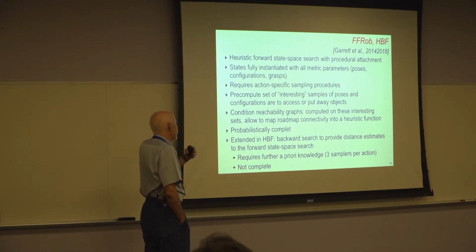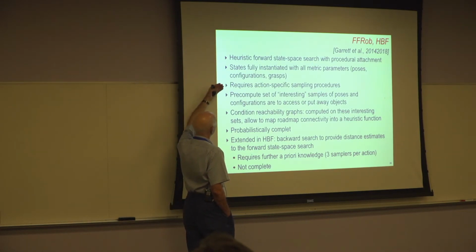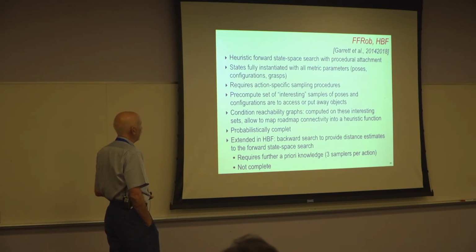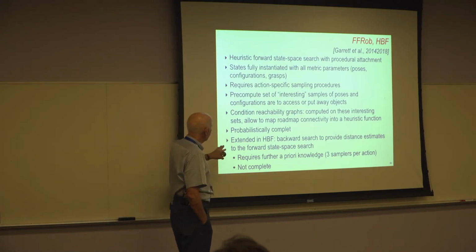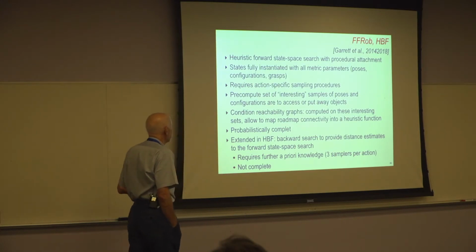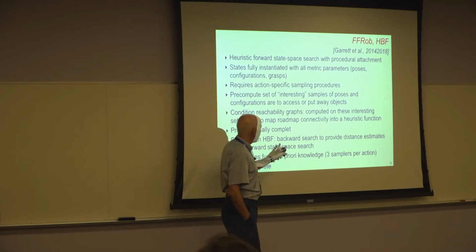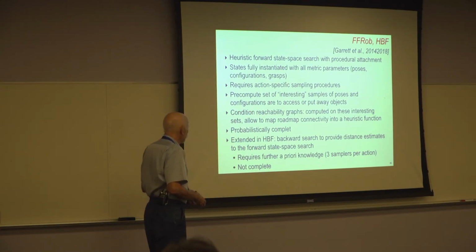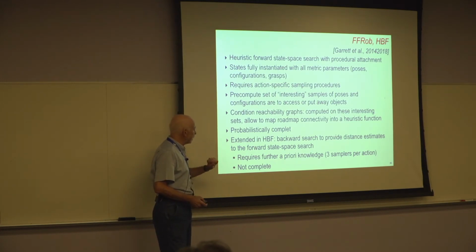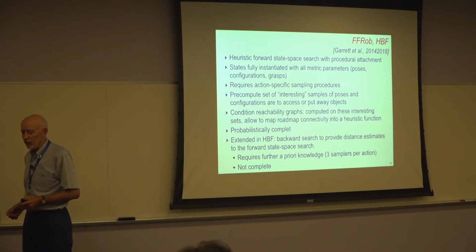And in that case, you use the classical techniques in heuristic forward state space search with these heuristics in order to do your planning. That's why it's called FFROB. You can prove that it is probabilistically complete, and this system has been extended in the other system called HBF, where you combine H for hybrid backward forward. You combine a backward search to provide distance estimates with the forward state space search, which is the basic technique for doing your search. But these extensions require additional a priori knowledge. You need to define 3 different classes of samplers per action, and you lose completeness.